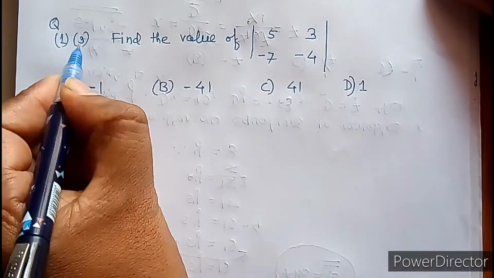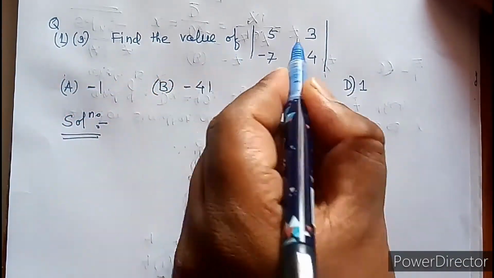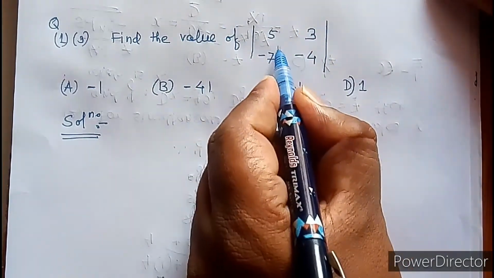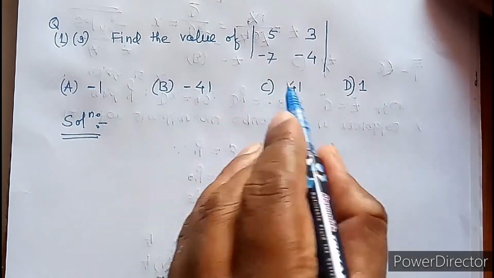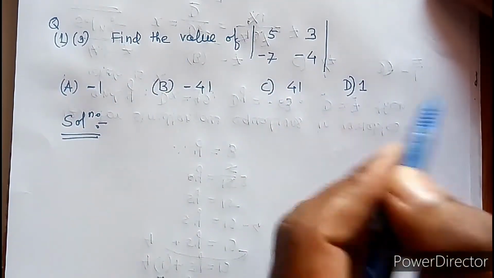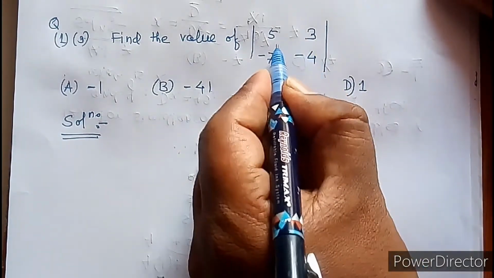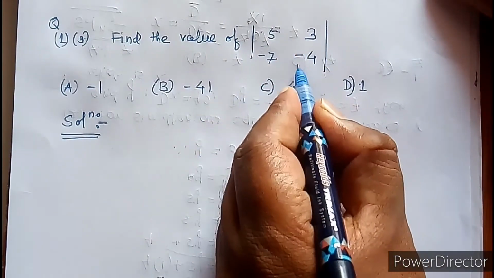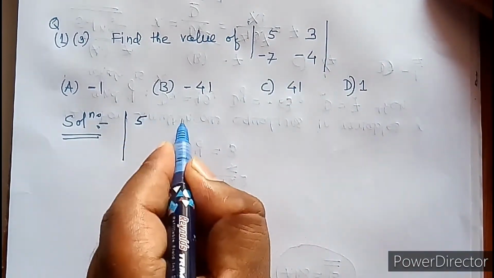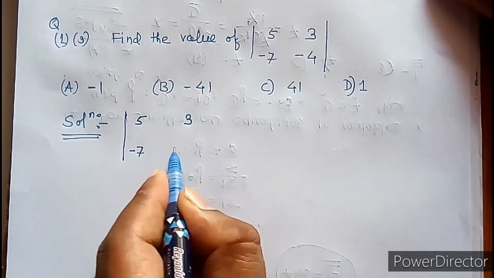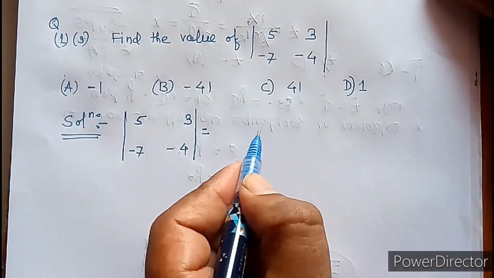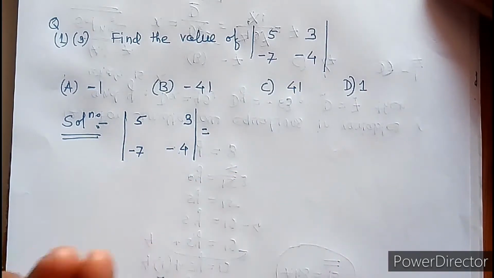Question number 1, sub question 3. Find the value of this determinant. Here the determinant is given. We have to calculate the value of this determinant, and out of this 4 alternatives we have to choose the correct alternative. Then the determinant is 5, 3, minus 7, minus 4. Then write down this determinant as it is, that is 5, 3, minus 7, minus 4. We know how to solve this determinant because such type of questions we have already taken before.